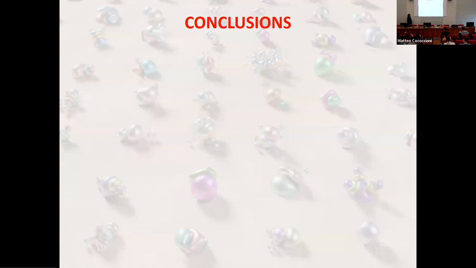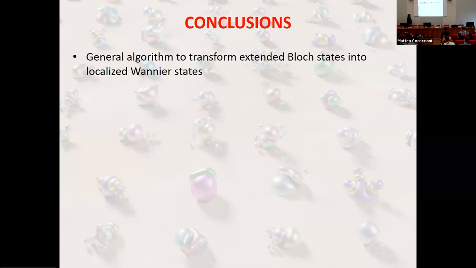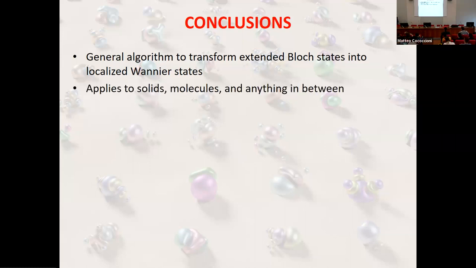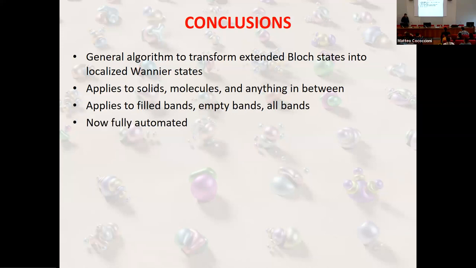So let me go back to the beginning. In the beginning is my end, we used to say. We have discussed this algorithm, or class of algorithms, to transform Bloch states into Wannier functions, applied to solids, but anything we can control which manifolds we work on, thanks to Junfeng now. It's fully automated in Julia for the new generations, whatever Julia is.